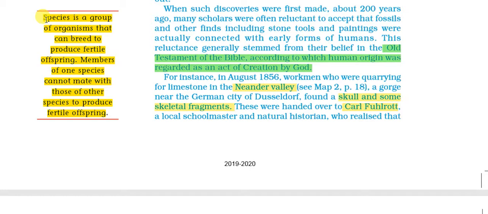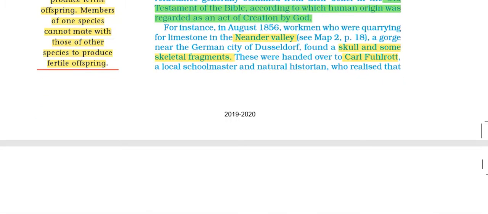Now, a story about how the earliest human existence was proved by two people. A very interesting story. I have highlighted the important points in yellow, as you can see, and let's listen to this story. Now, what happened in August 1856? There is a place called Neander Valley in Germany, where mining activities were going on.